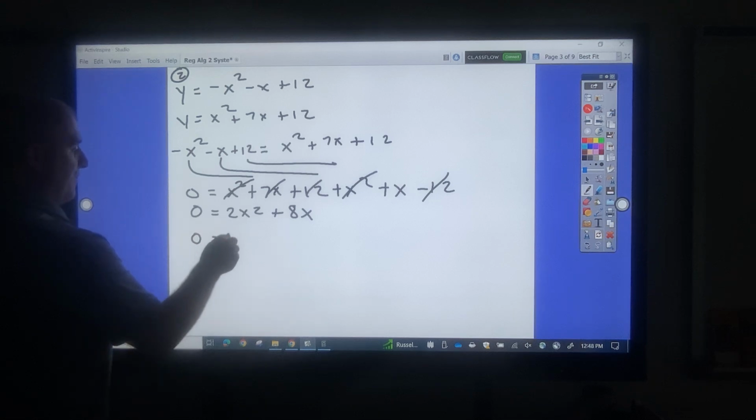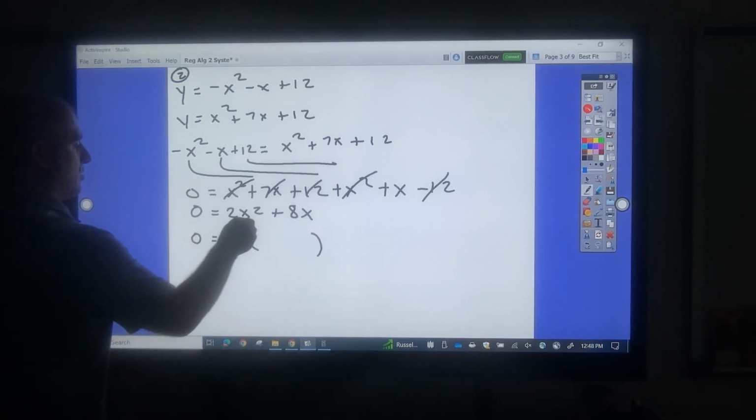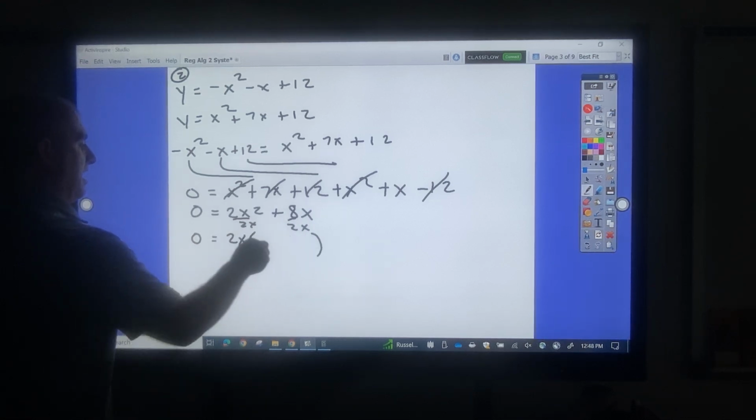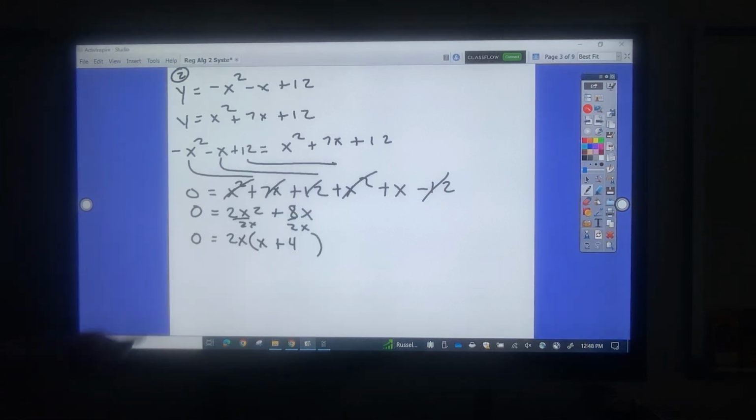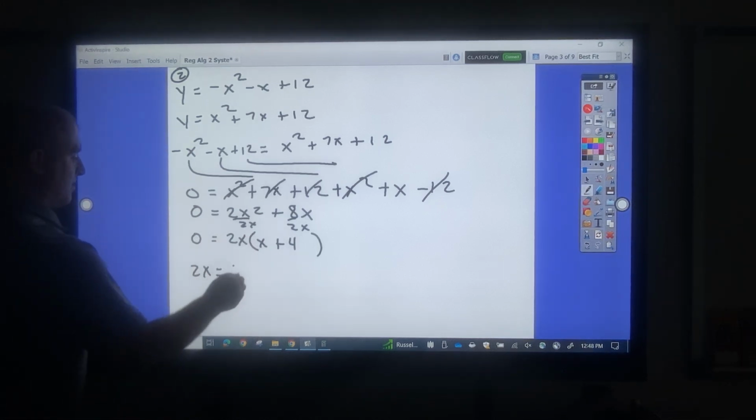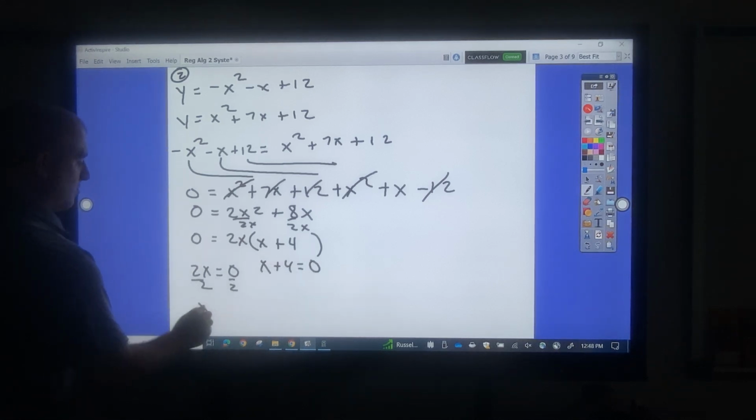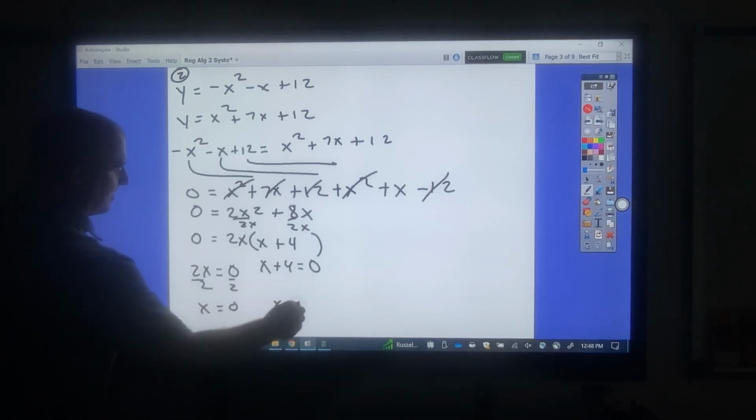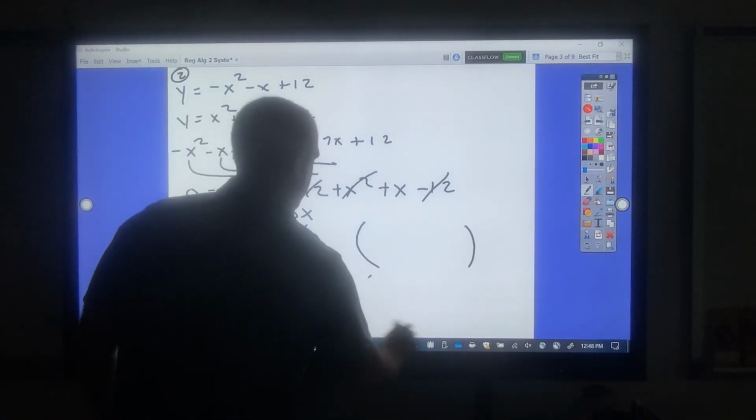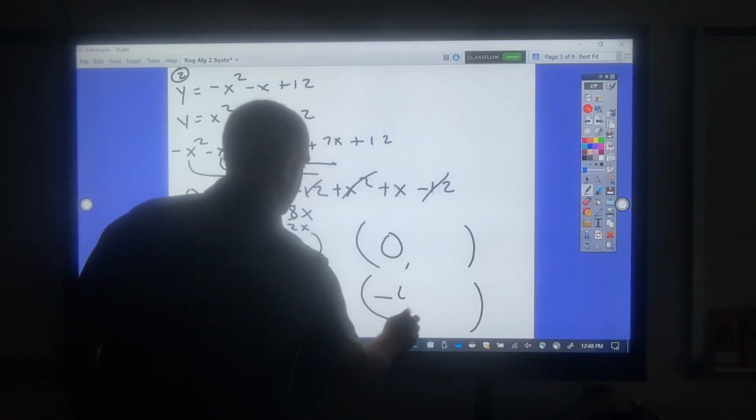What's my GCF here? It would be 2x. If I took 2x out, I'd have x plus 4. And now I don't have to factor that any further. I'm going to set these factors equal to 0 and solve them. x equals 0, and this one by mental math, x equals negative 4. So I have the point with x equals 0, and the point with x equals negative 4.